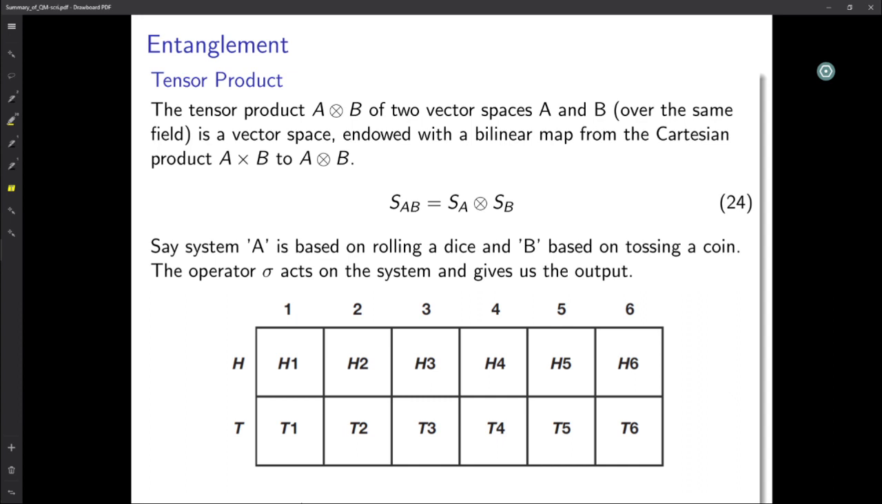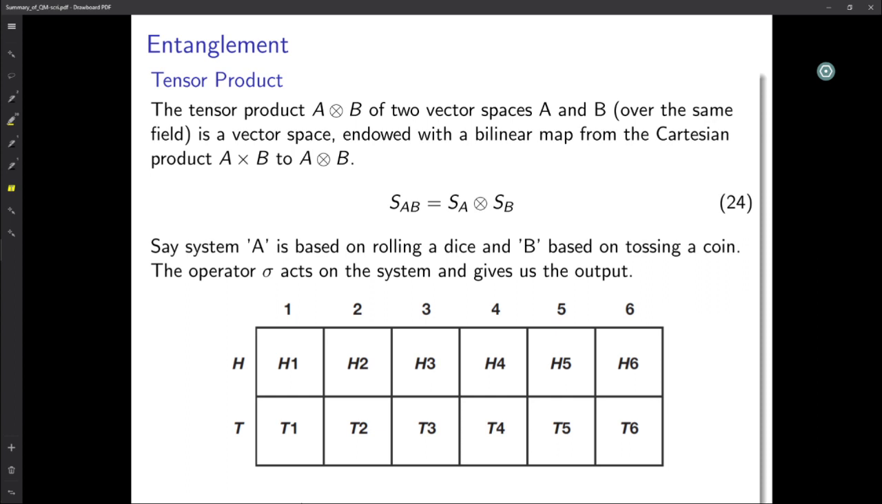So basically, two vector spaces undergoing the tensor product will give me another vector space in which all the elements from the vector spaces A and B are mapped one to one with the elements of the new vector space, say the tensor space C. So two vector spaces A and B undergo the tensor product, and they give us a new vector space on which each element of A and B is mapped one to one with the elements of the new vector space. That is essentially the meaning of a tensor product.